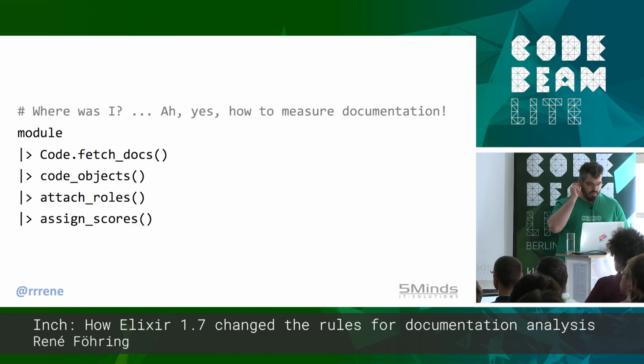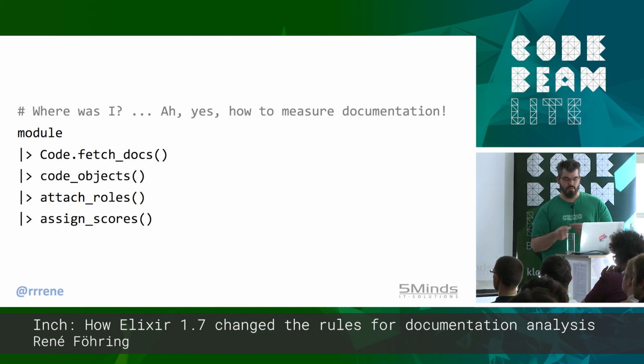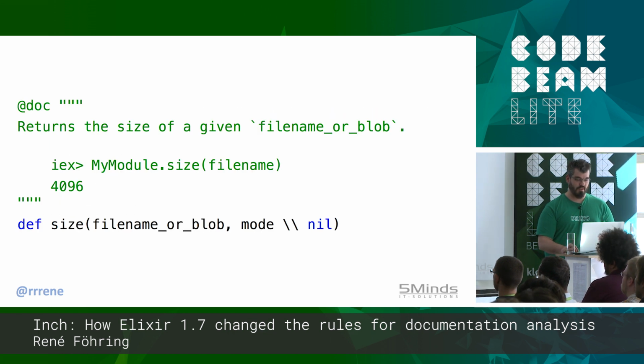So, we wanted to measure documentation. After fetching the docs from Elixir, we have to cast them into these code objects, and then attach some roles to account for the various properties, and finally assign scores to each, which we can then use to calculate an overall score, which might sound terrible, so let's have a look.